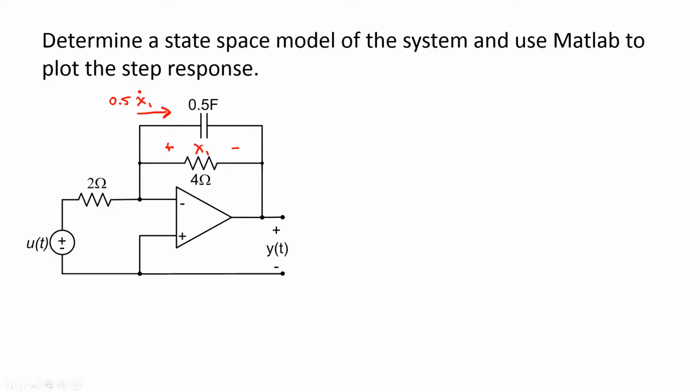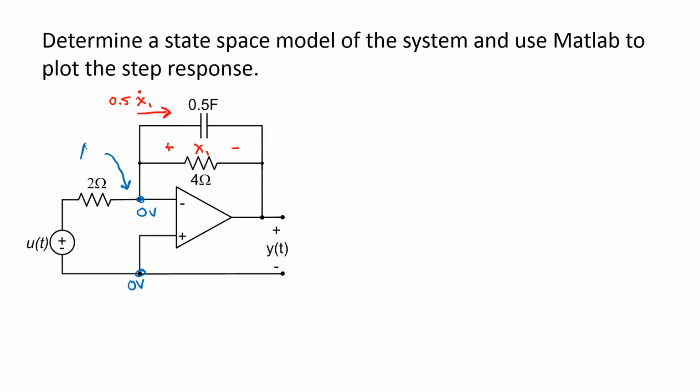x1 dot. Now I just need to rely on my op-amp rules, KVL, KCL, and Ohm's law. If I call this my reference voltage, 0 volts, this is also 0 volts since there's no voltage difference across the terminals of an ideal op-amp.